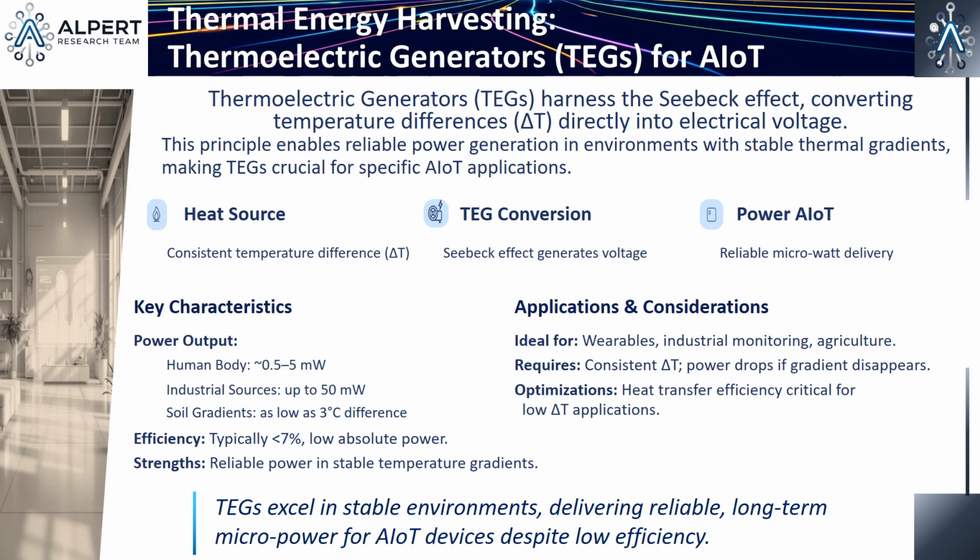Thermal energy, using thermoelectric generators, or TEGs. This uses the Seebeck effect, which needs a temperature difference. The Seebeck effect is fascinating. A temperature difference across a special material creates a voltage. You can get a decent amount of power, but the constraints are pretty significant. First, the efficiency is really low, usually under 7%. And second, you absolutely need a stable, sustained temperature difference. If it disappears, your power goes to 0 instantly.